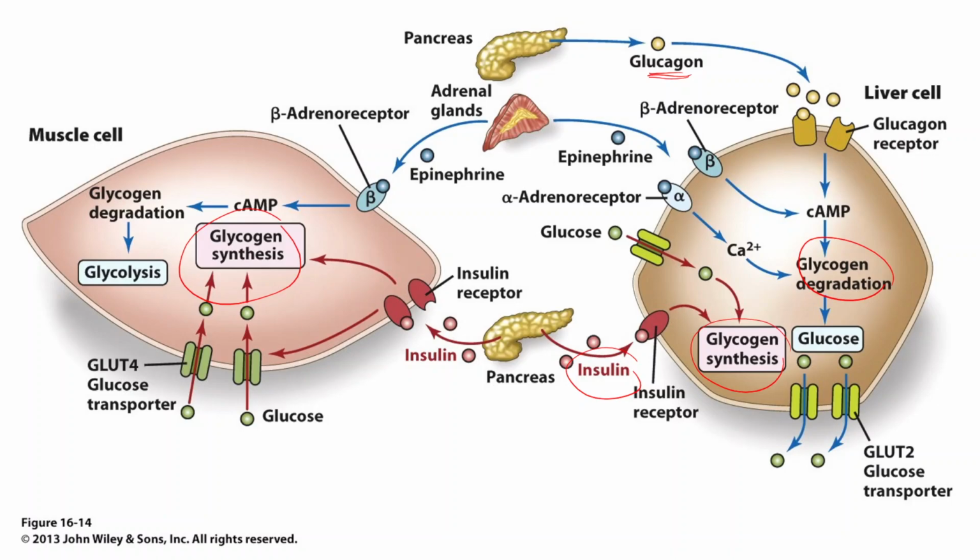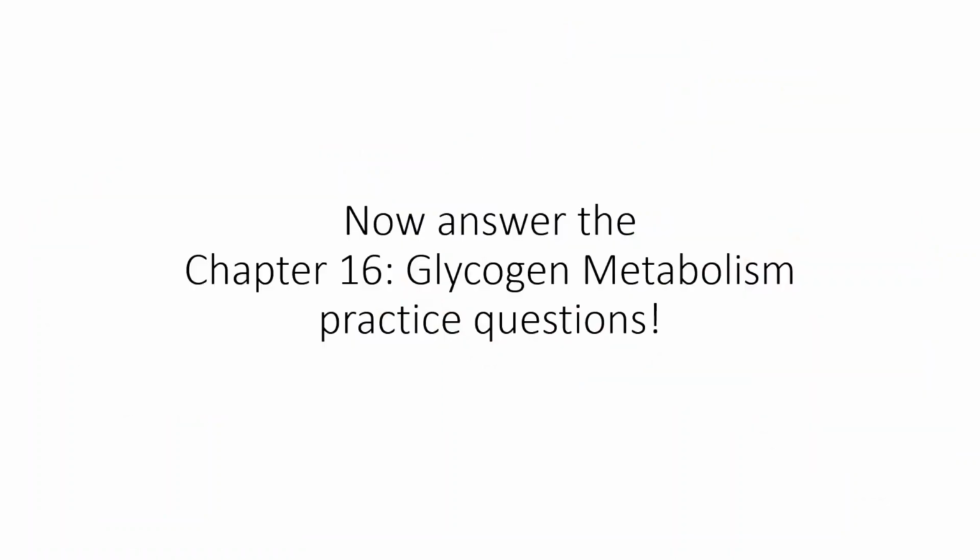So hopefully this will give you a sense now of how all these things are connected to each other. And as you go on to study all of this, it might be helpful to think about what similarities are between all these different pathways we've learned for glucose metabolism. And then you can learn by thinking about what the differences are instead of thinking about each one as a separate and distinct process, because they are really all very closely related to each other. So with that, now you should be ready to answer the Chapter 16 Glycogen Metabolism practice questions.